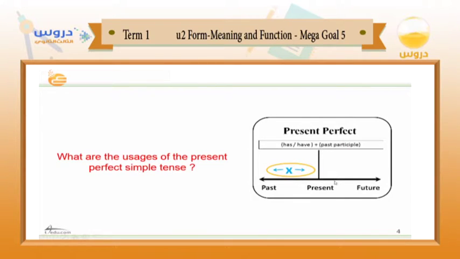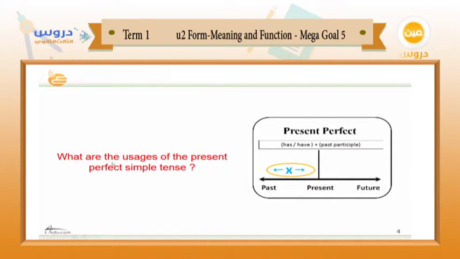If we have a look at the timeline here, we found that here we have the past, as usual, present, and future. The timeline for the present perfect takes all this area here. It means something happened or started in the past and we don't know when, in which time in the past. Sometimes it takes place in the present and sometimes it continues to the future. So these are the usages for the present perfect simple.